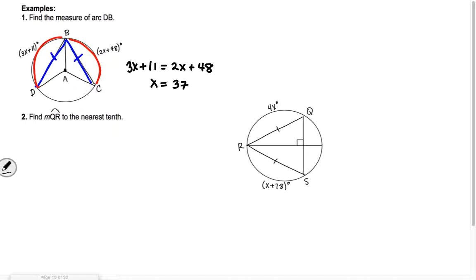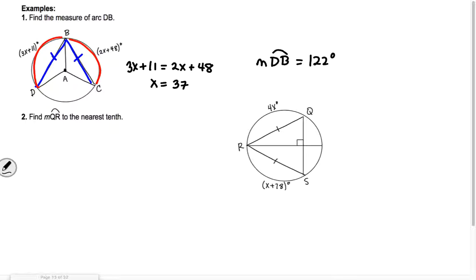So it says find the measure of arc DB. So I found 37, so go back and plug in 37. So we have 3 times 37 added to 11, so it looks like 122. Do you guys see how I got that? So I just plugged it back in. Are you with me?